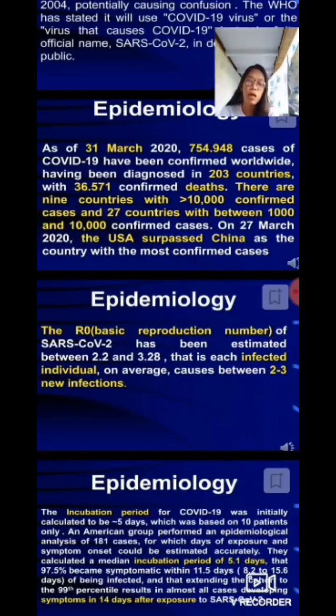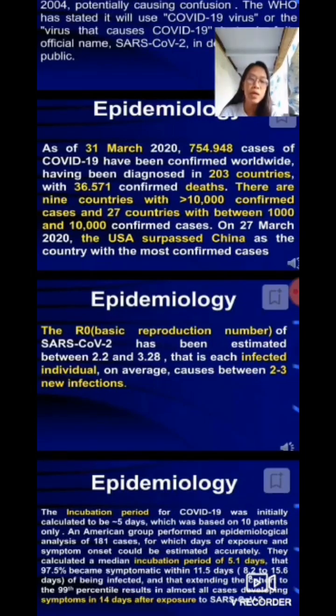As of 31 March 2020, 754,948 cases of COVID-19 have been confirmed worldwide, having been diagnosed in 203 countries, with 36,571 confirmed deaths. There are 9 countries with over 10,000 confirmed cases and 27 countries with between 1,000 and 10,000 confirmed cases as of 27 March 2020. The USA surpassed China as the country with the most confirmed cases.